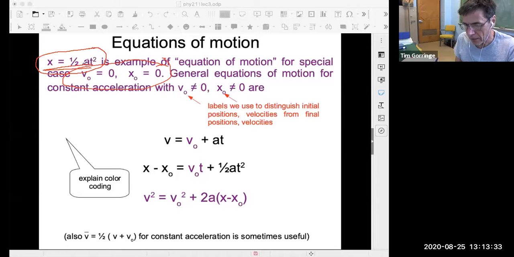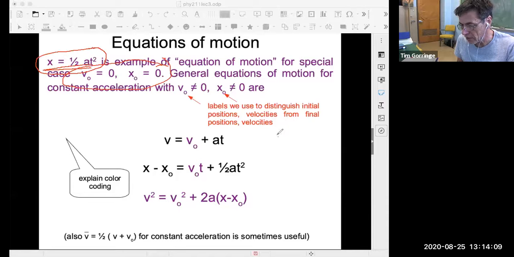So that's a special case equation of motion for this situation. And what I want to introduce now are 3 equations that are the general equations of motion. These 3 equations apply to the case of constant acceleration, or uniform acceleration, but they don't require that the object started from rest. They don't require that the object started from the origin.